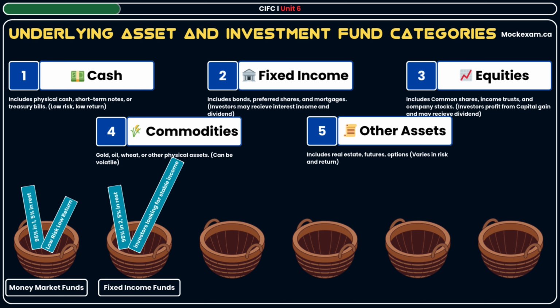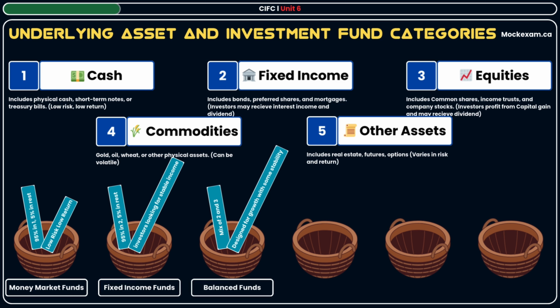Group number three is balanced funds. Balanced funds is a mix of number two and number three. Number two is fixed income securities. Number three is equities. For example, the mutual fund invests 50% or 40% in fixed income and 60% in equities. This is balanced.